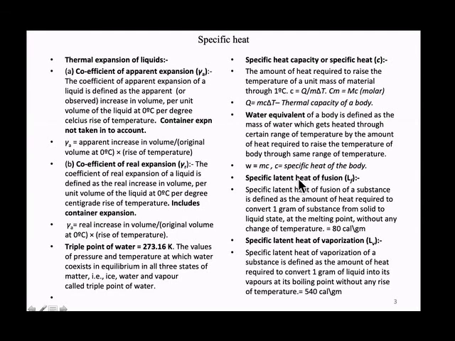So what is specific latent heat of fusion? We know from ice to water, the specific latent heat of fusion of a substance is defined as the amount of heat required to convert 1 gram of substance from solid to liquid. It is around 80 calories per gram or 80 kilocalories per kg. Similarly, the latent heat of vaporization for water is for 1 gram of water to steam. It is around 540 calories per gram, 540 kilocalories per kg.